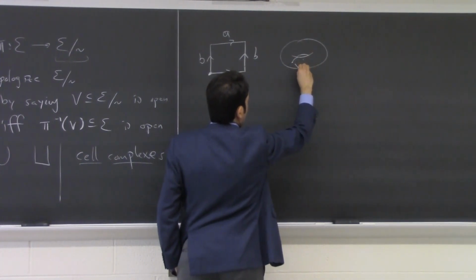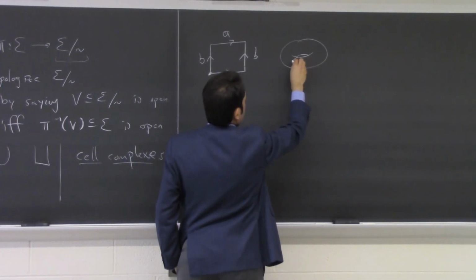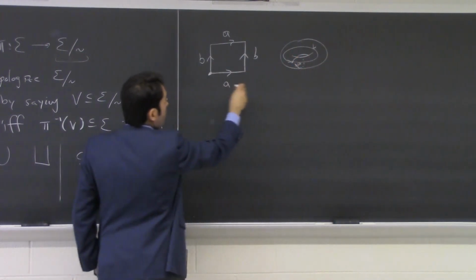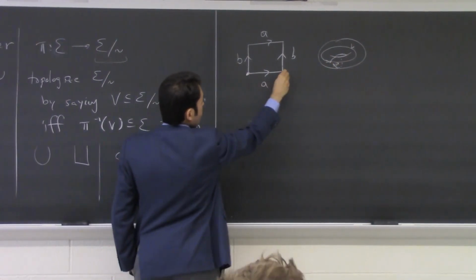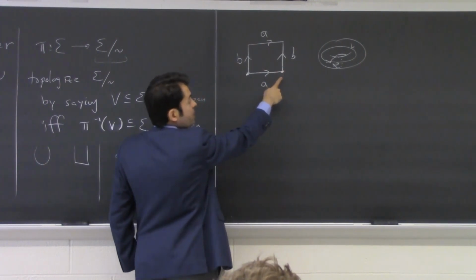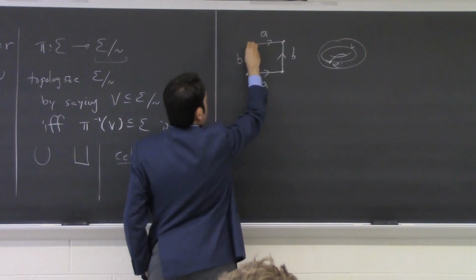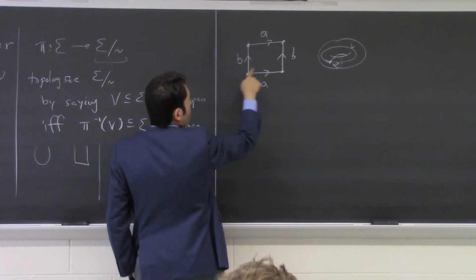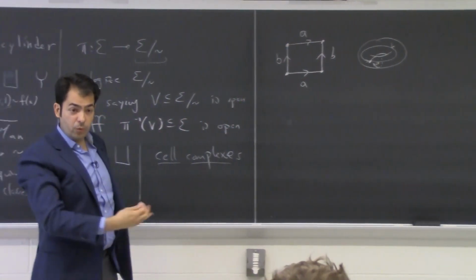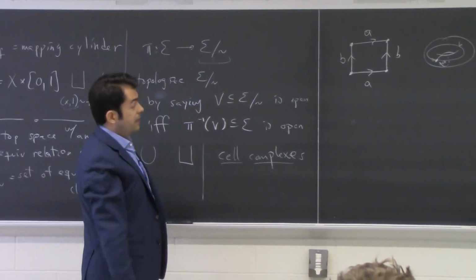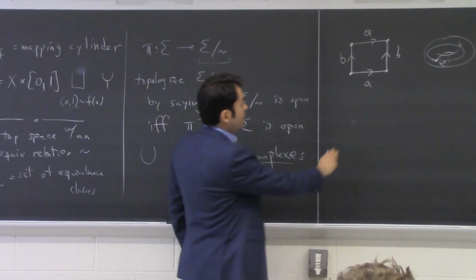Right? Let's say that's A and that's B. So you ended up with loops. Since this is where A begins and this is where A ends, and it's a loop, it's the same point here. Right? And similarly, B begins and ends at the same point. So all of these vertices of the square correspond to a single point in the torus.